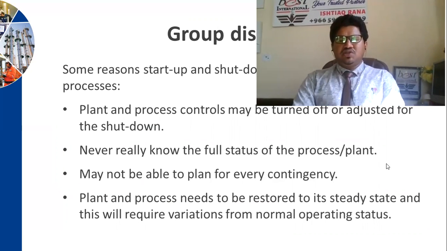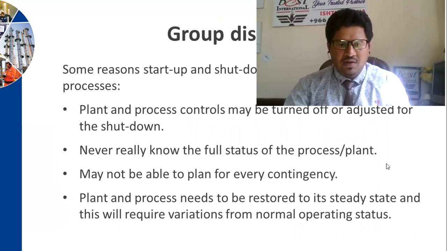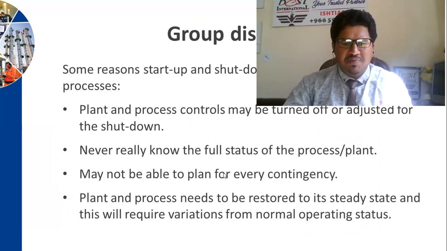Some reasons startup and shutdown are potentially dangerous: the plant and process controls may be turned off or adjusted for the shutdown, you never really know the full status of the process plant and may not be able to plan for every contingency, and the plant and process need to be restored to their steady state, which will require variation from the normal operating status.